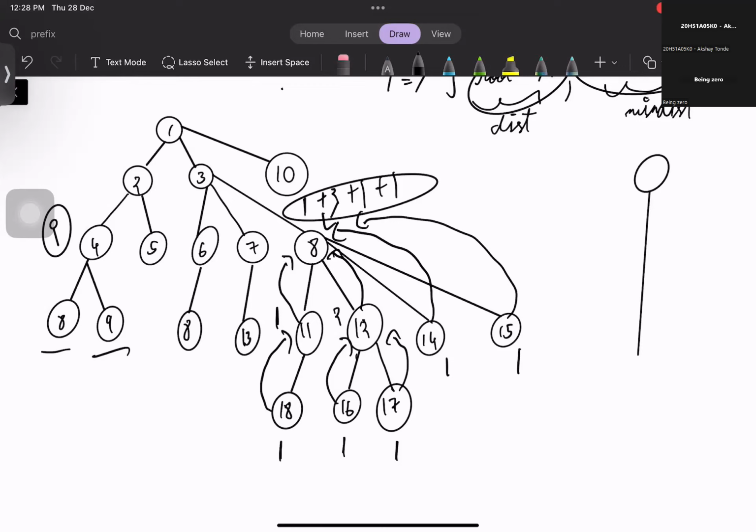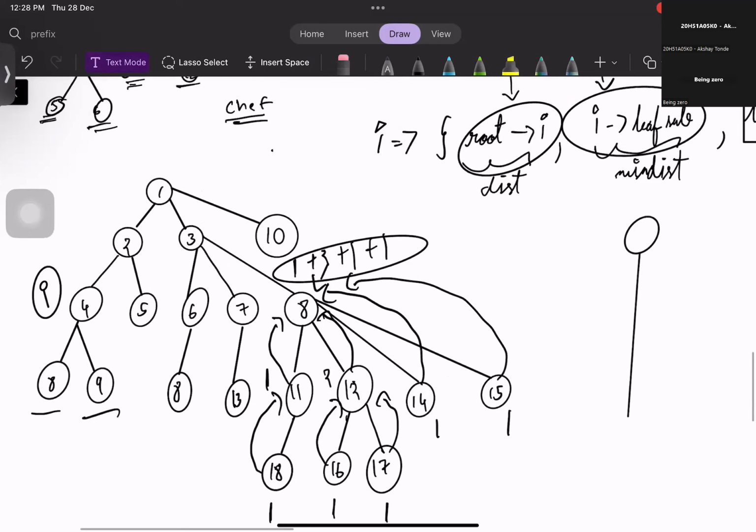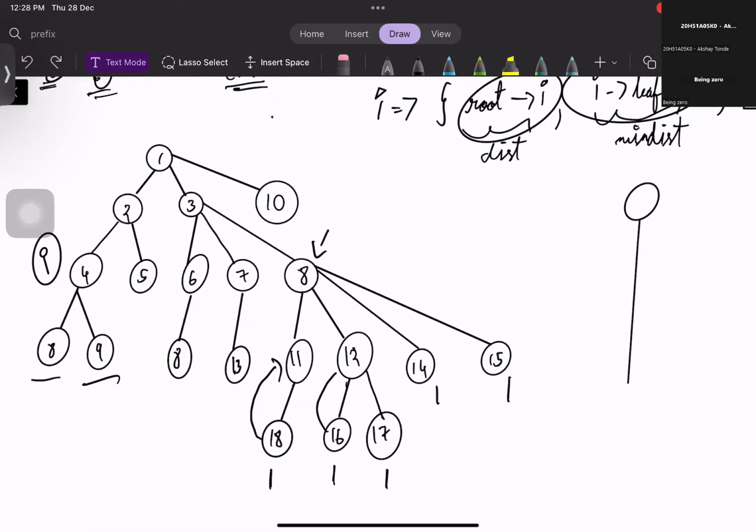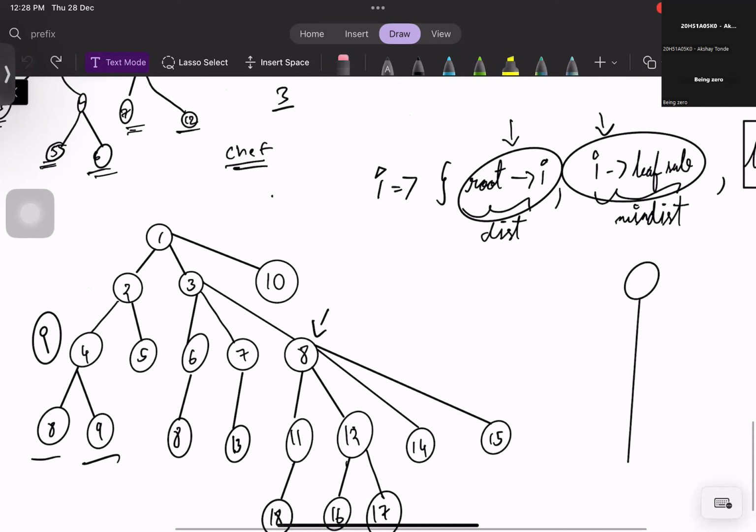From the leaf node we can start putting 1. Exactly. And keep moving it, keep merging all the ones to the top. And to calculate the minimum distance, let's see how we can keep track of the minimum distance. Before that, this is easier to track.